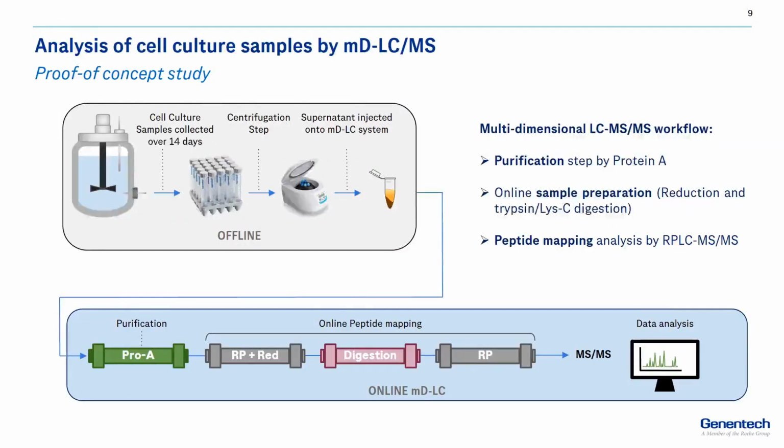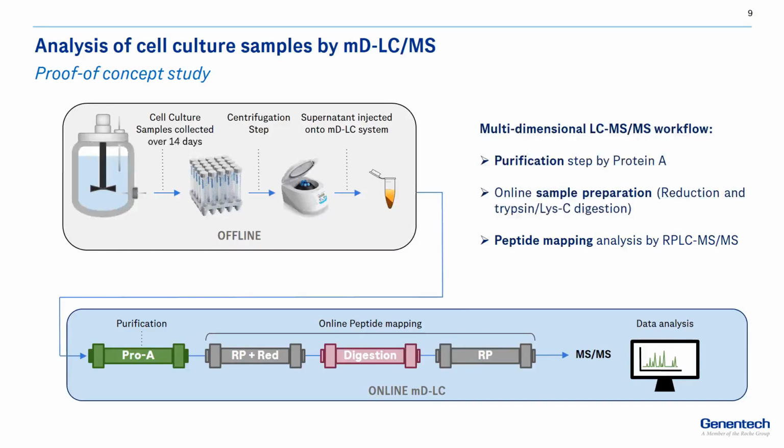Following this result, we assessed the potential of multidimensional LC-MS for the analysis of cell culture samples. For this proof of concept study, 10 ml samples were drawn from a 2 liter bioreactor over 14 days. As I mentioned, this is a proof of concept study in the sense that there is no physical connection between the bioreactor and the multi-D LC system. The samples were collected and prepared offline.